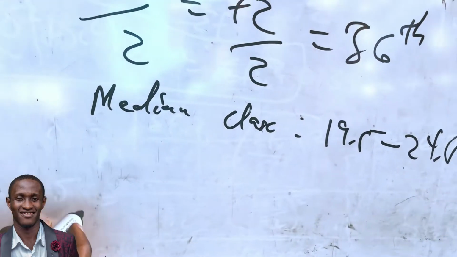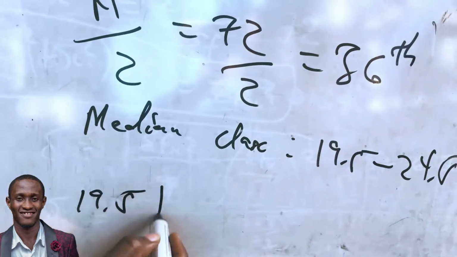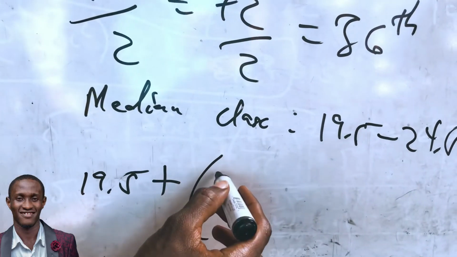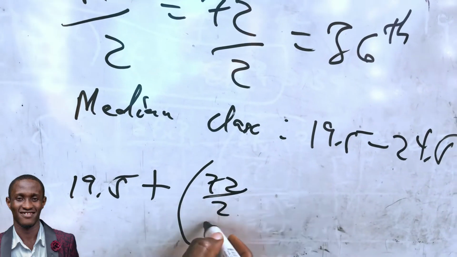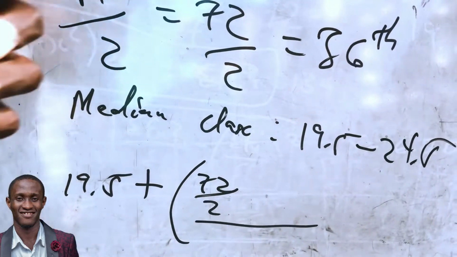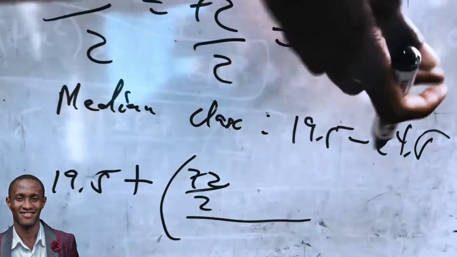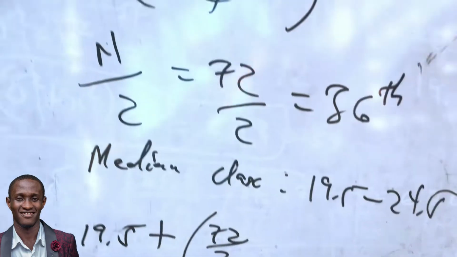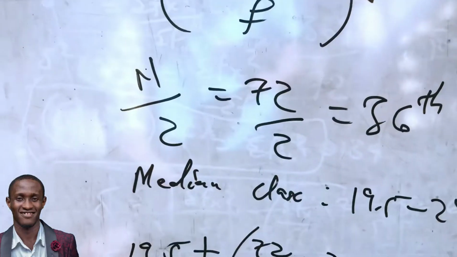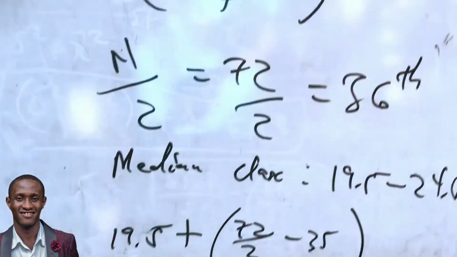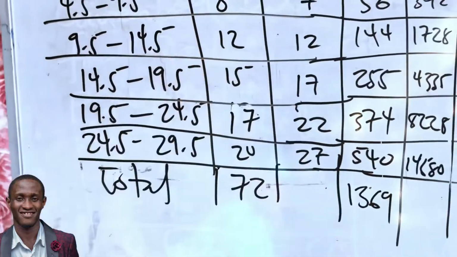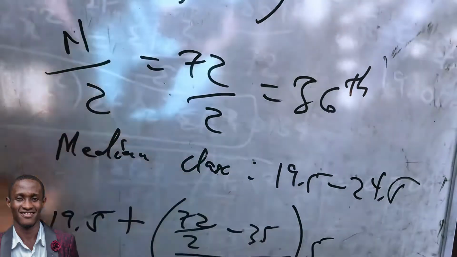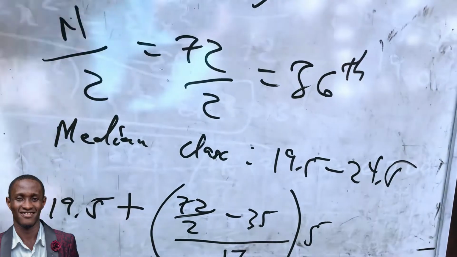That's the lower class boundary for the median class, 19.5 plus n over 2, which is what? So I just write the 72 over 2 as you are, because you have to do it step by step. Then what is the cumulative frequency before? This is the cumulative frequency of the median class, but the one before is 35. So minus 35. What is the frequency of this median class? The frequency is 17. What is the interval? The interval is 5. So this one, you can just do your normal calculation and you solve the median.